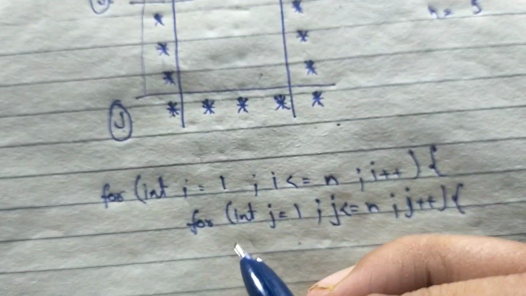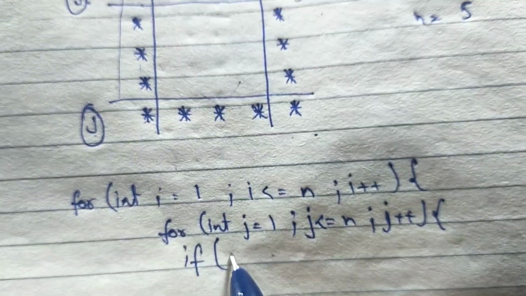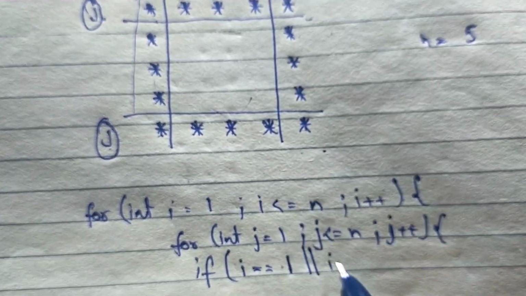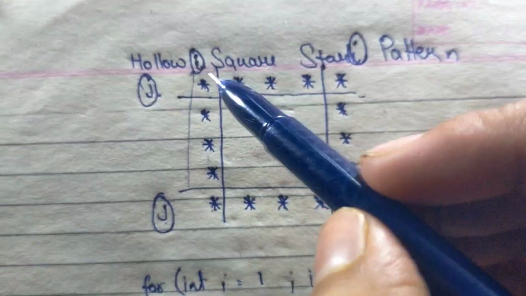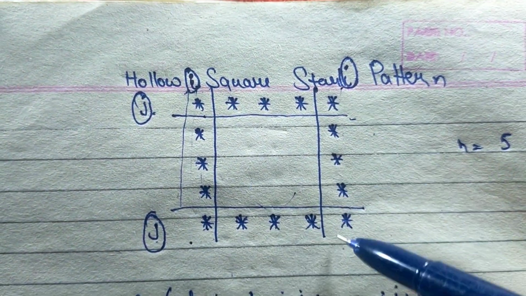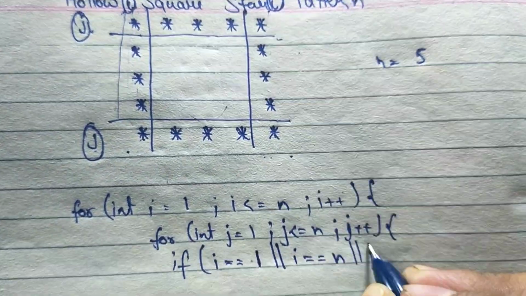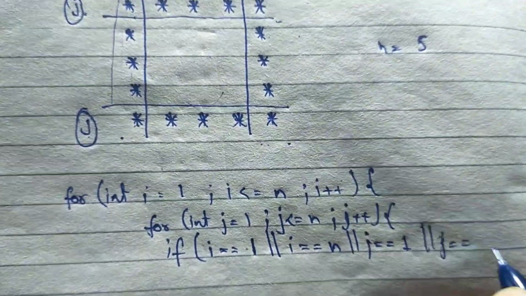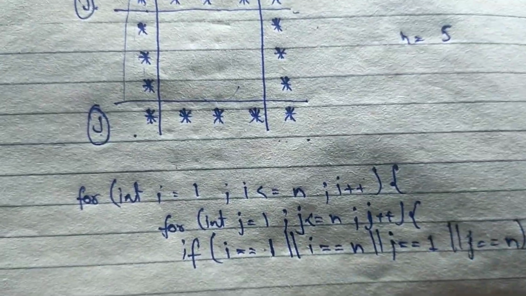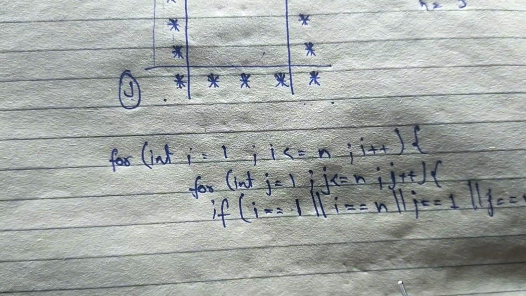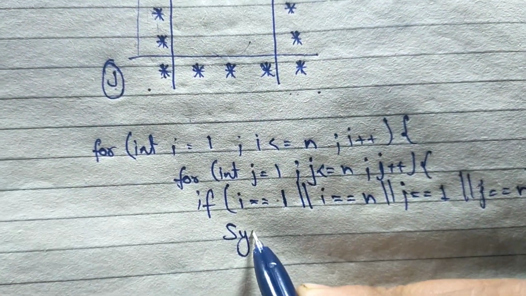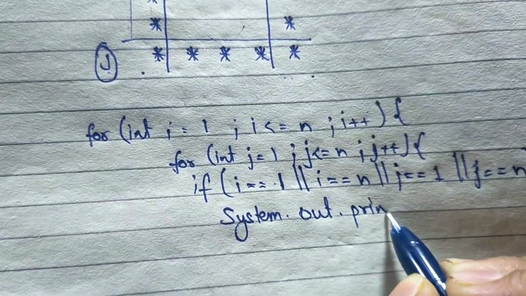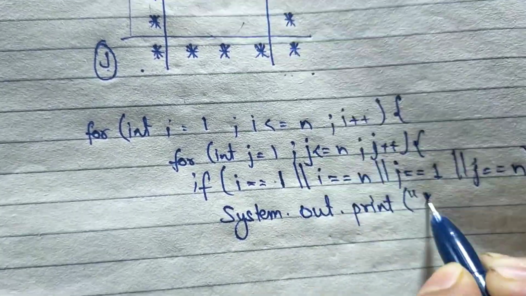So this logic would be: if our i equals 1, or i equals n, after that, j equals 1, or j equals n. So in that situation, what would we print? We are printing stars.